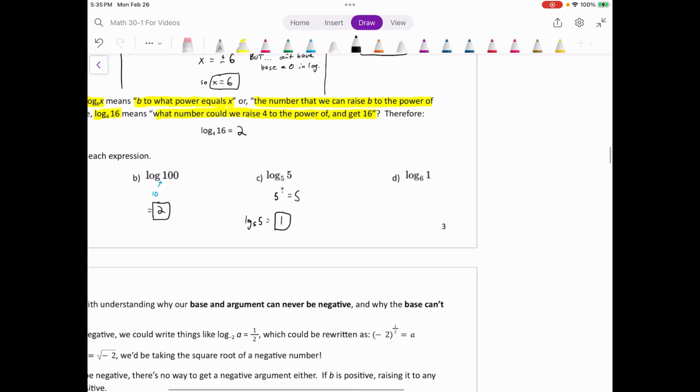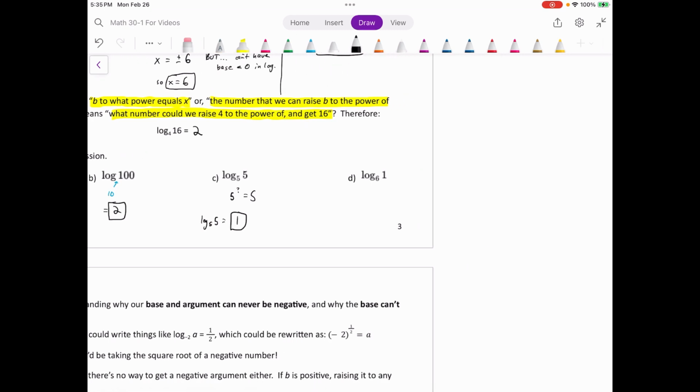Okay. Ooh, this is an interesting one. 6 to the power of what equals 1? What would we have to raise 6 to the power of to get an answer of 1? Well, the only thing we can raise some number to and get an answer of 1 is 0, right? The only thing that's going to work is 0. So log base 6 of 1 is just the same thing as 0.